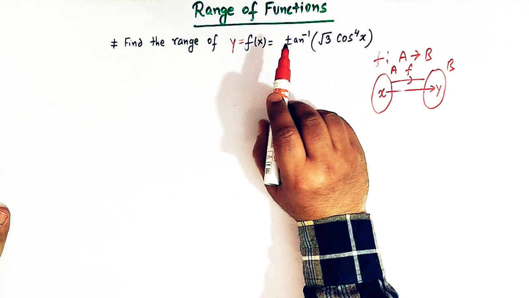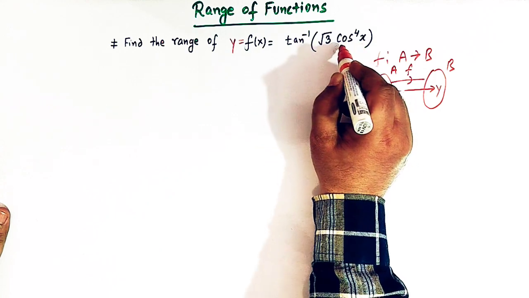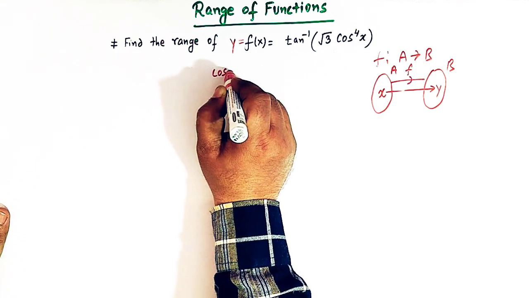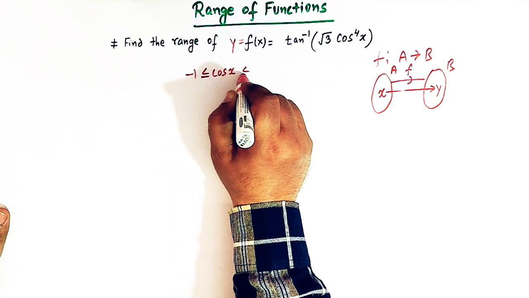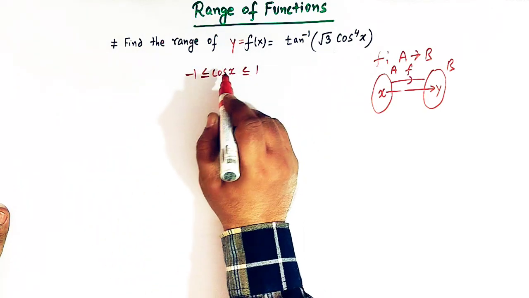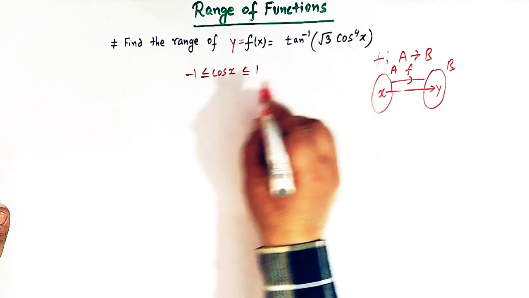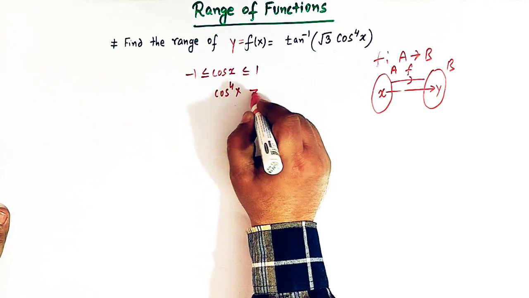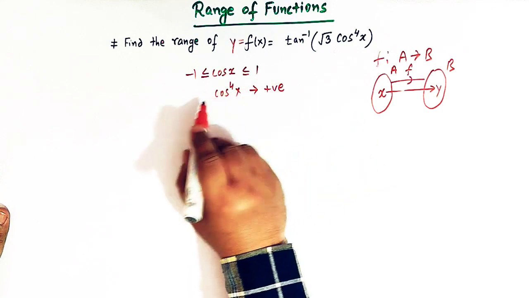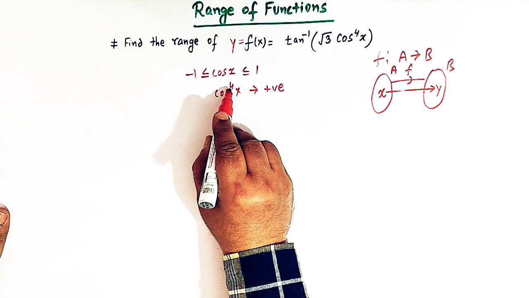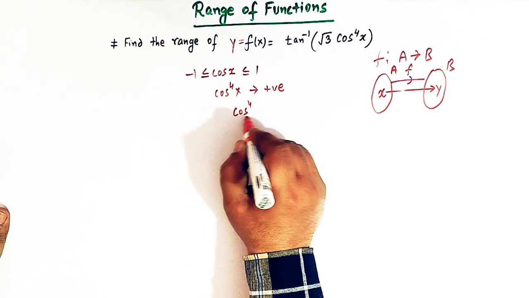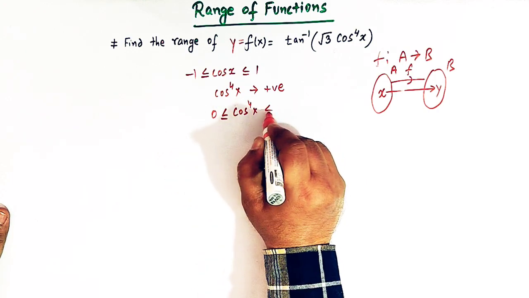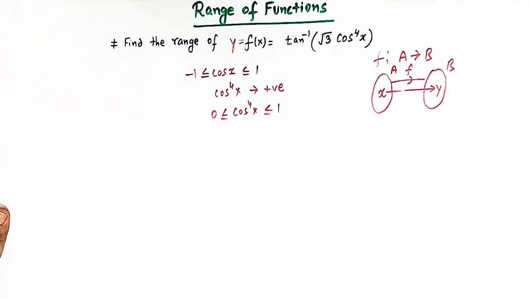Now to get the range of this function, we'll start with cos x raised to 4. We know that the range of the cosine function is from -1 to 1. Here we have cos x raised to 4, so it is clear that it is always going to be a positive quantity, because we have the even power. So cos x raised to 4 is always greater than or equal to 0, but less than or equal to 1.